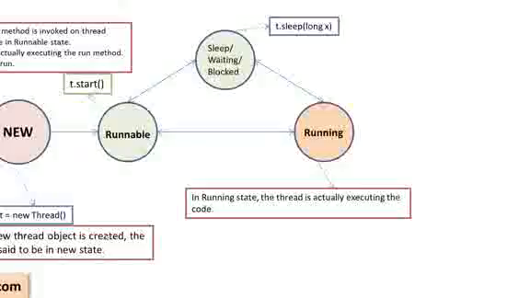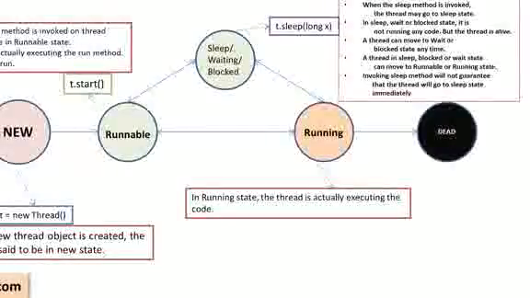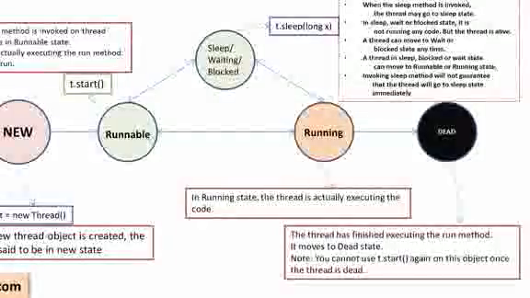Finally, when all the code that is part of the run method is complete, the thread is terminated and it is said to be in dead state. And remember, once a thread is in dead state, we cannot start the thread again. That means I cannot invoke t.start again on the same thread object. So the understanding of this transition between the thread states is very important.